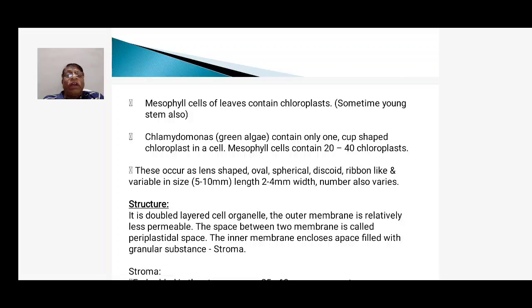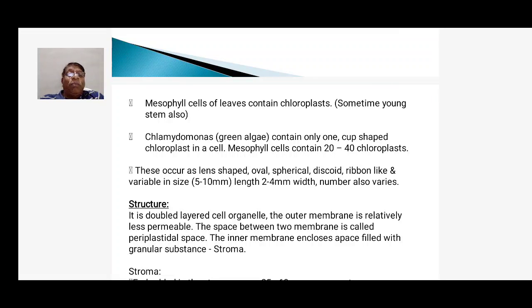In Spirogyra, one more alga, two spiral-shaped chloroplasts are there. Shape, number also varies, I told you. The mesophyll cells of higher plants contain 20 to 40 chloroplasts in each cell. Chlamydomonas contains only one, whereas the mesophyll cells contain 20 to 40 chloroplasts. Okay?